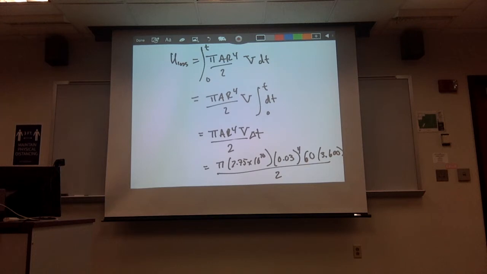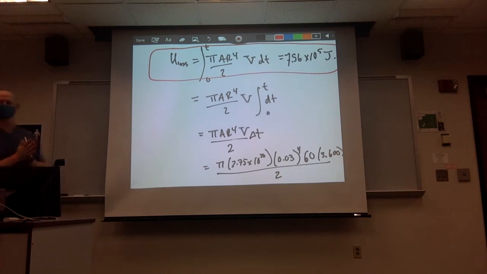Looking at my numbers, what I find in this case is that over the time span of an hour, we're losing 7.56 times 10 to the 5th joules. So this is the energy which is being lost. So 7.56 times 10 to the 5th. That's a decent amount of energy. Also, that's over a 1 hour time span.